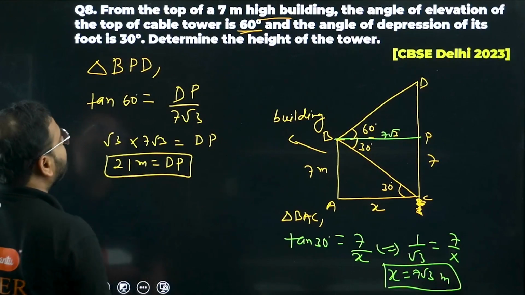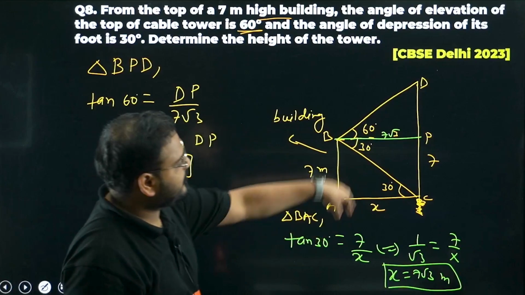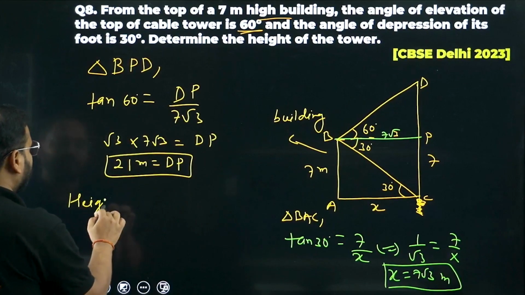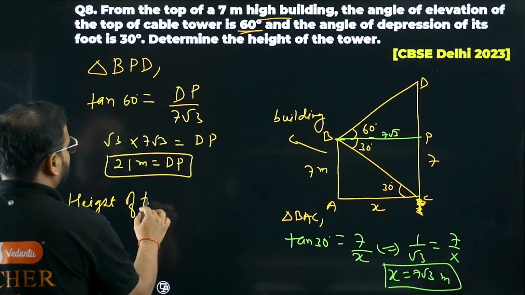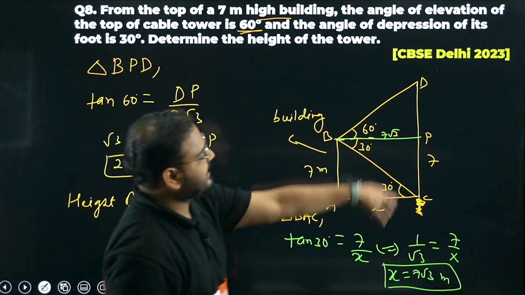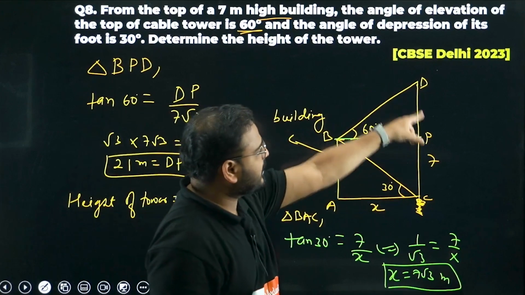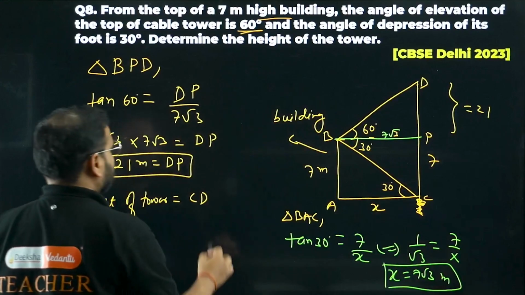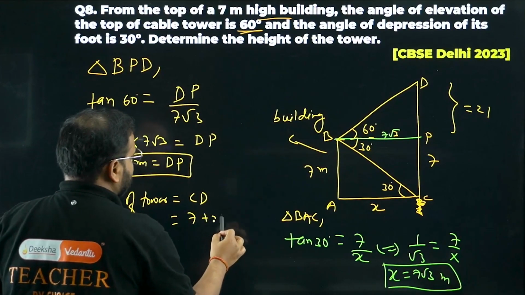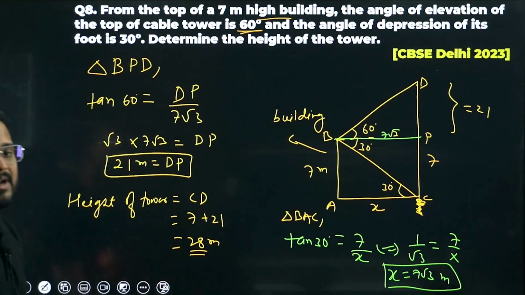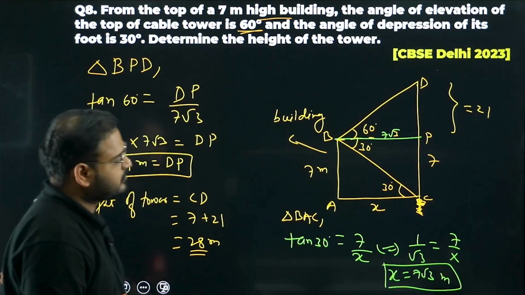What are they asking now? Determine the height of the tower. Means they are asking CD, no? Height of the cable tower. Height of tower is what, sir? Is CD, right? CD. So what will that be? 7 plus 21. This is coming as 21, right? So what will that be? 7 plus 21. How much is that? 28 meters. 28 meters. Please have a look.